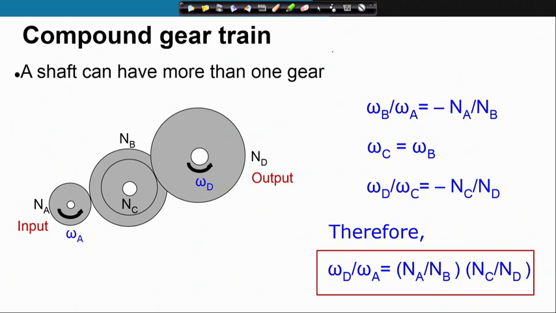Now, that is a product of these two ratios, n_A by n_B and n_C by n_D. Here they do not cancel off, as in a simple gear train where the number of teeth of the intermediate gear cancels off. Here they do not. This is a compound gear train.